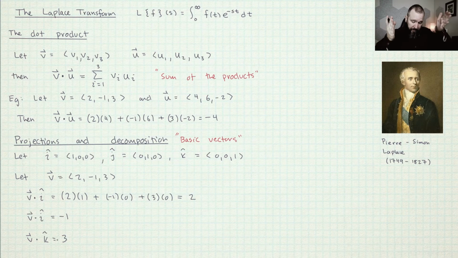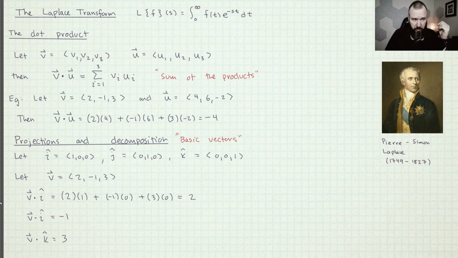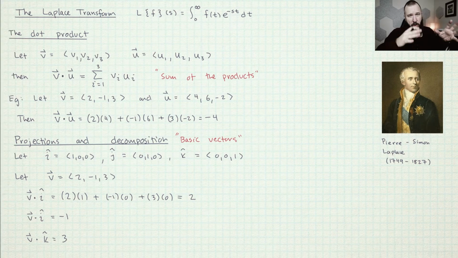So the dot product can take a vector and tell you how much of that vector comes from the first coordinate, how much comes from the second coordinate, and how much comes from the third coordinate. Answering questions like that, how much of this does that, we call those things projections.